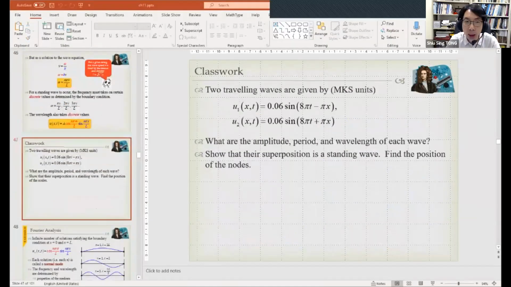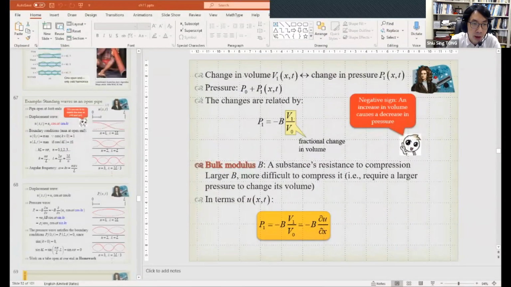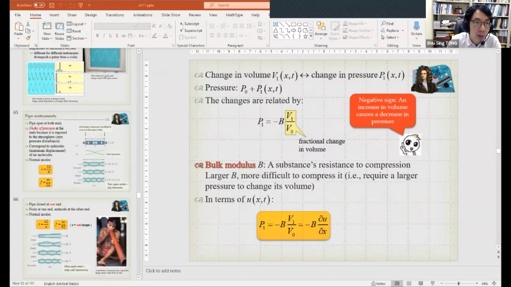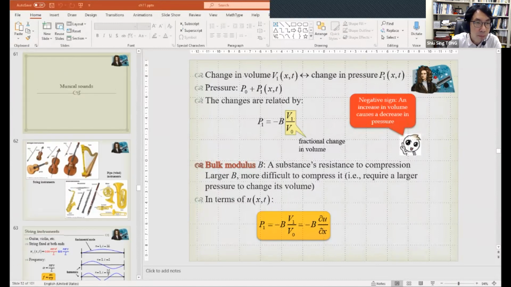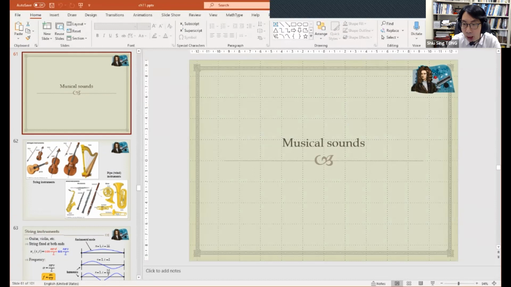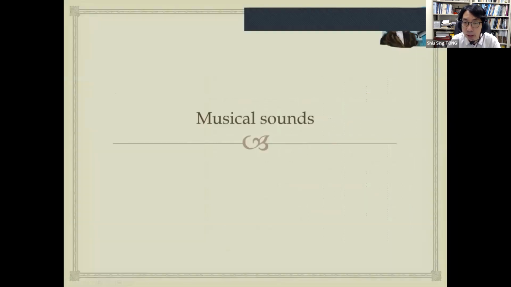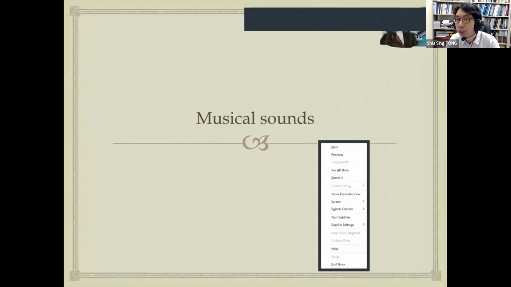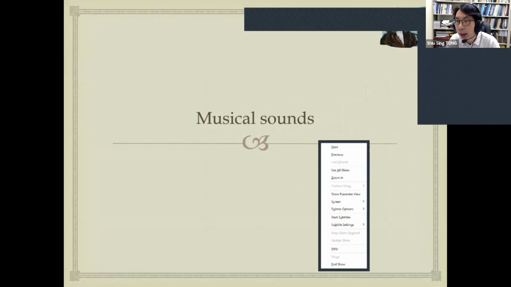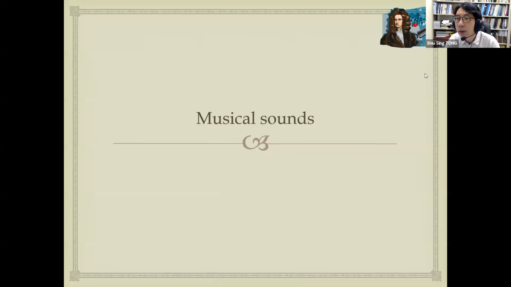So that's very clear, right? Now let's proceed to a more difficult situation. We are talking about a standing wave in a tube now. We talk about musical sound. Now, what is so special about musical sound is that we will show it like this.